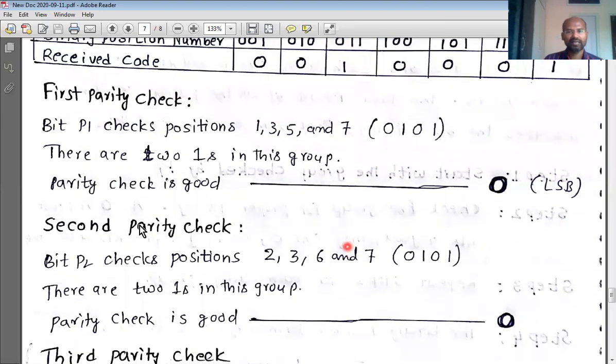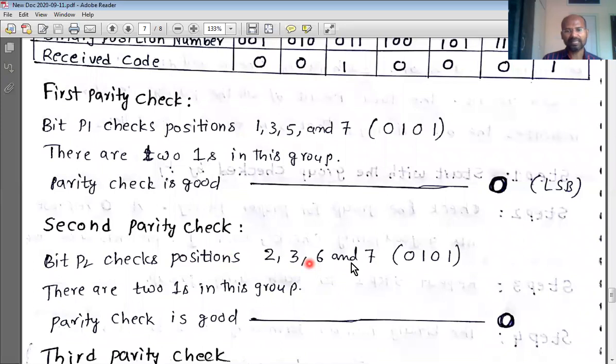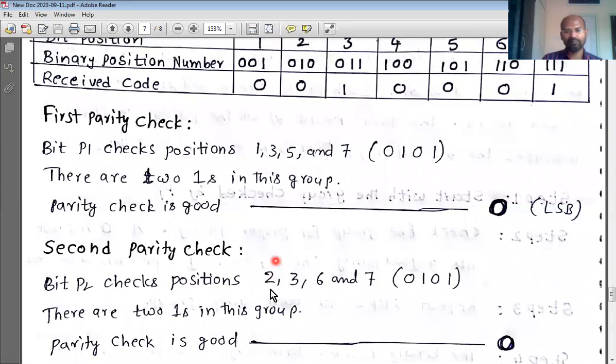Next, go for the next parity, P2, the second parity check. Bit P2 checks which bit positions? 2 3 6 and 7, and write in brackets what is there in bit place 2?